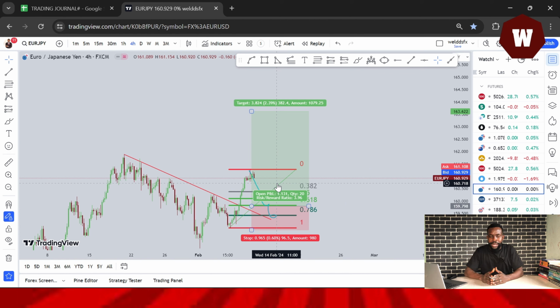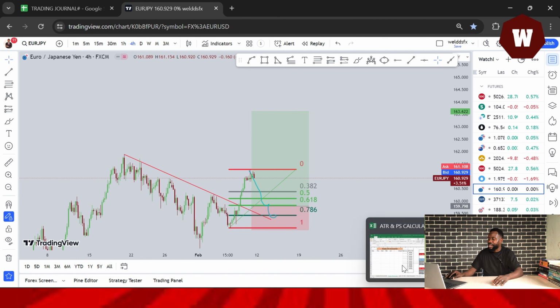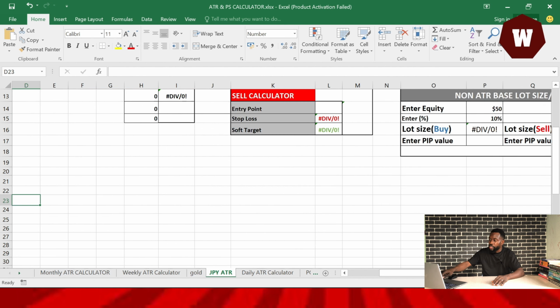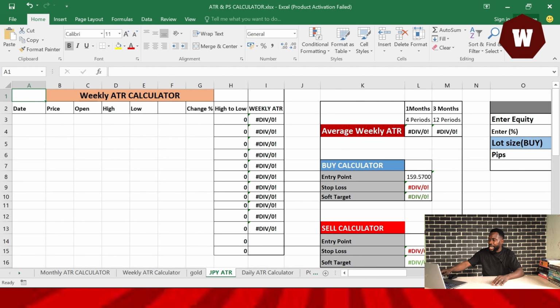Now, as we will be finalizing, I want to use this to show you how you can calculate your stop loss, your risk, and your reward using the ATR calculator. So what I have here is called the ATR, average true range calculator. Let me bring it out clearly for you.